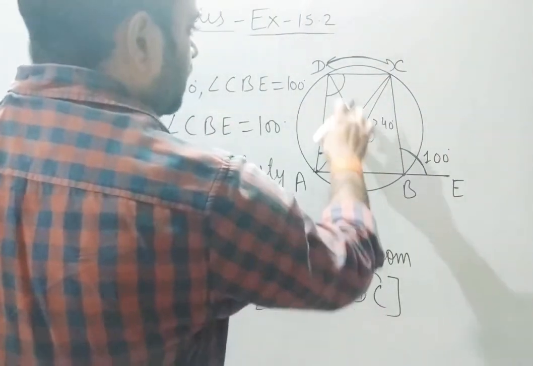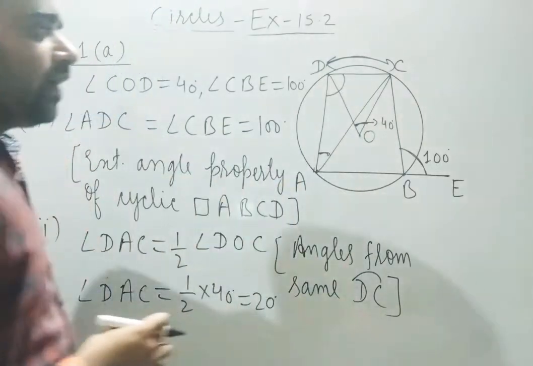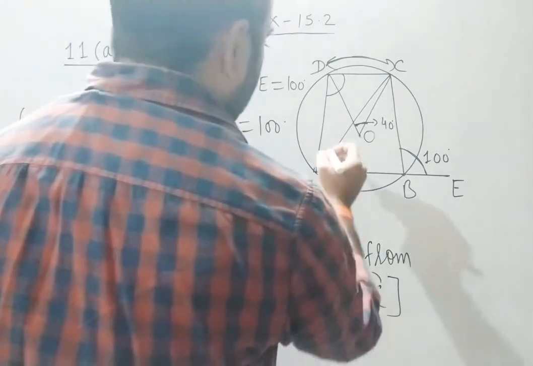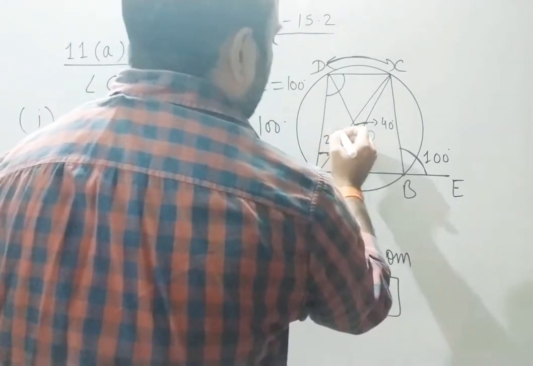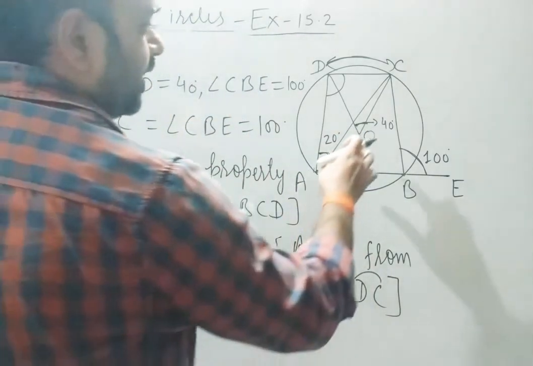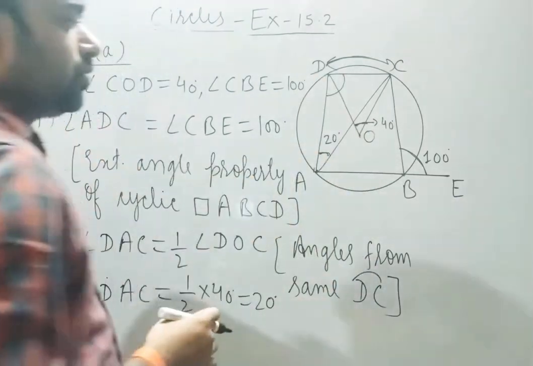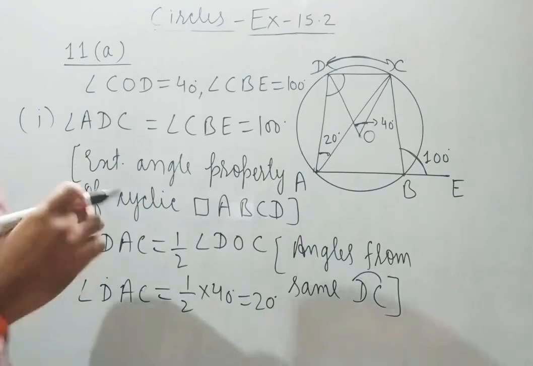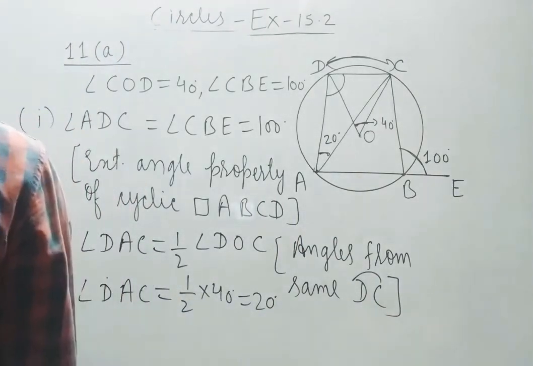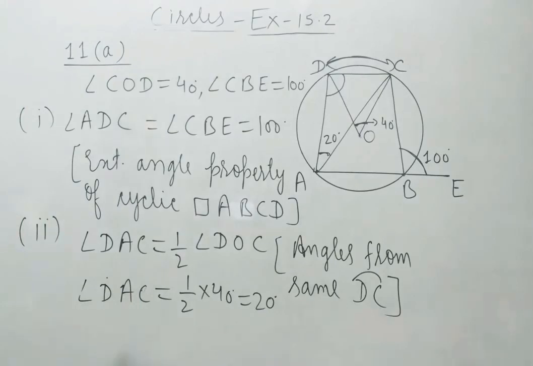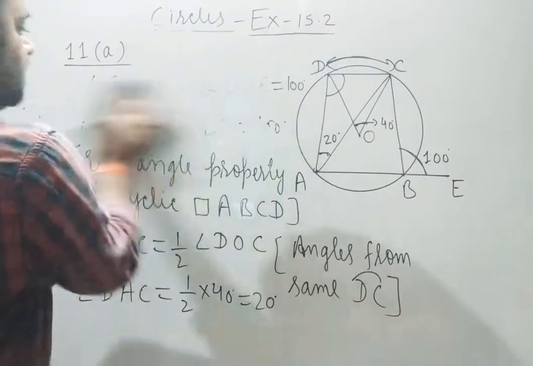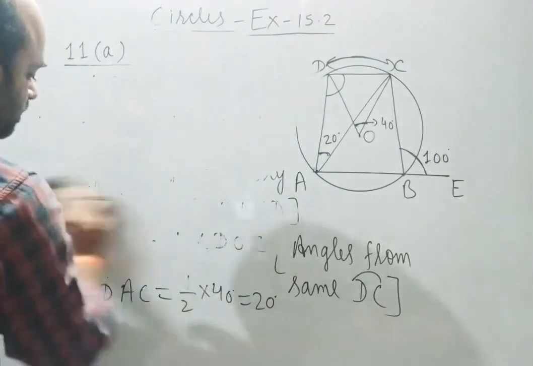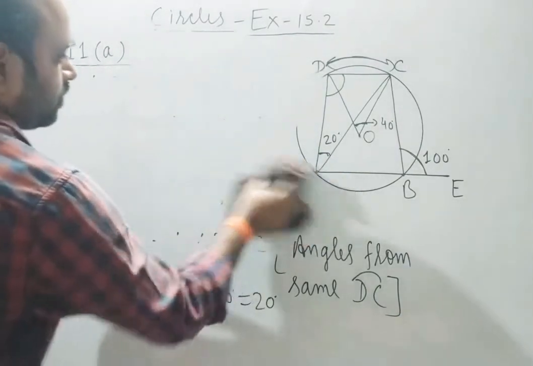Here, the third part is we have to find angle ODA. So how to find angle ODA? See, this angle we have calculated, this is 20 degrees. Now we have to find angle ODA. Can we find angle ODA? See the triangle ODC. You will get the answer.